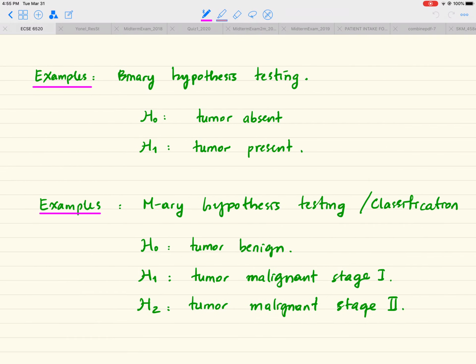Again, in binary hypothesis testing, we can have a tumor present, tumor absent problem. In the M-ary problem, typically also known as the classification problem in signal processing in electrical engineering, we have more than two hypotheses. A typical example is you have already detected a tumor perhaps, and now you want to classify what type of tumor it is. Is it a benign tumor, malignant tumor? If so, what stage is the malignancy, etc.